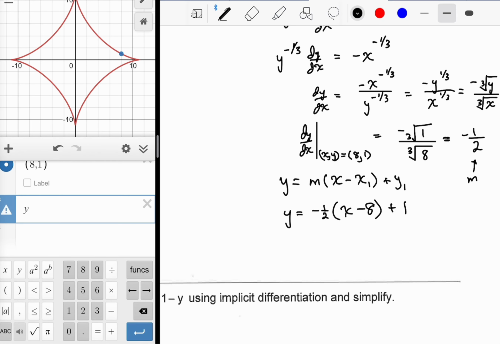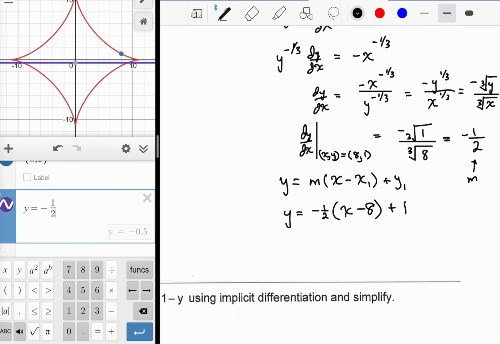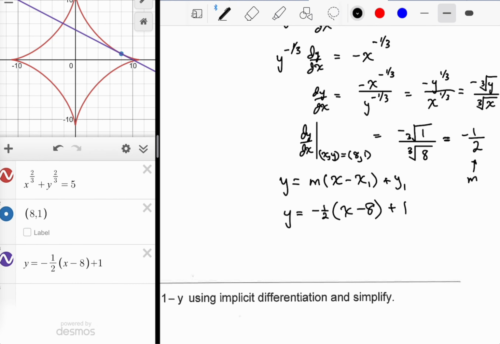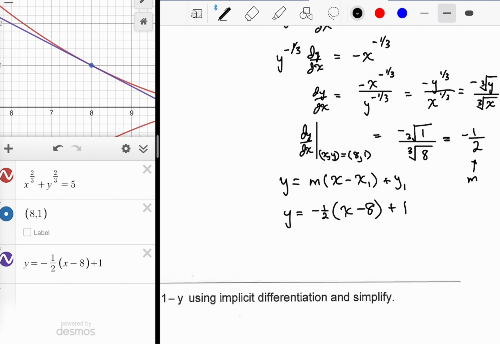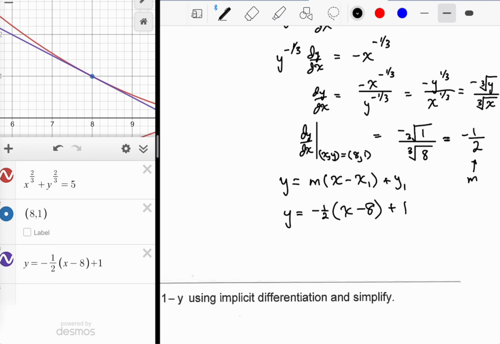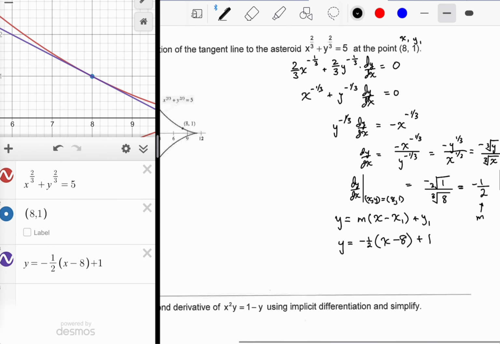So y equals negative 1/2 x minus 8 plus 1. All right. There we go. And so at the coordinate 8, 1, if I bring it in a little closer, that does look like a tangent. All right, it looks like it's coming to that point, 8, 1, touching it one time, and then just getting out of there. All right, so we got the job done. And it took a fair amount of writing, but you know, it's not terrible.